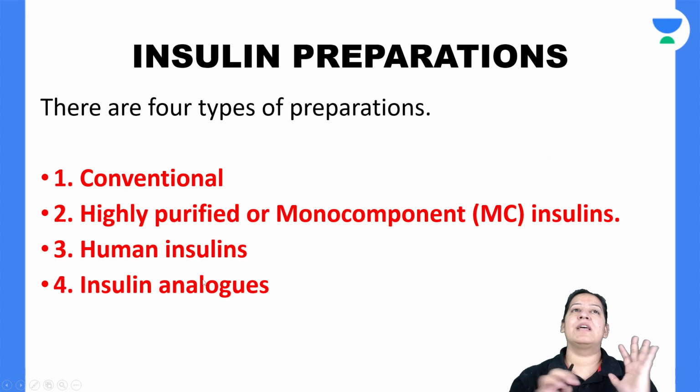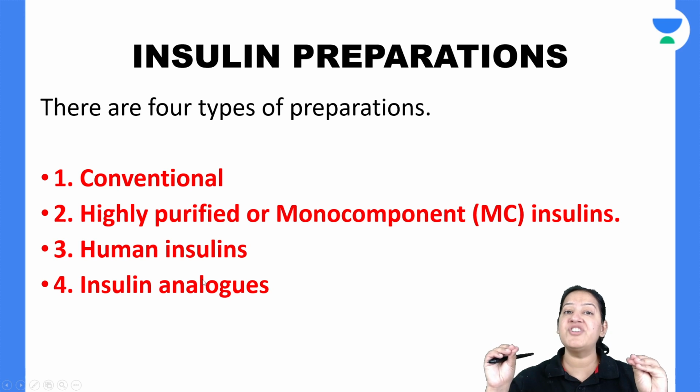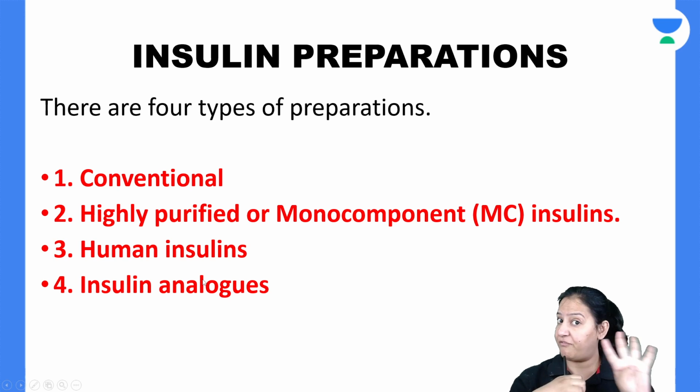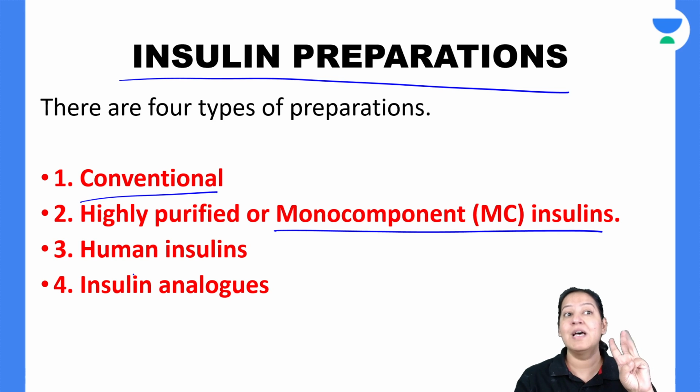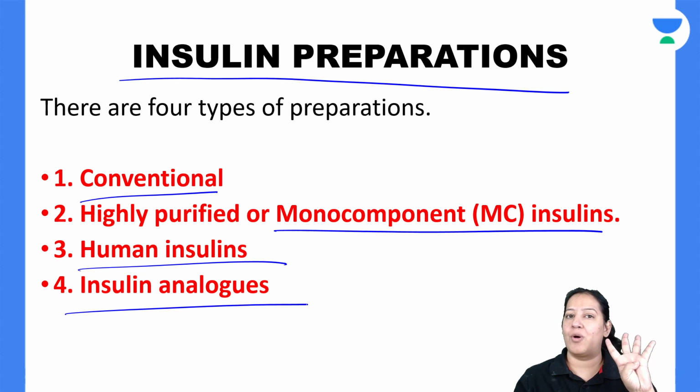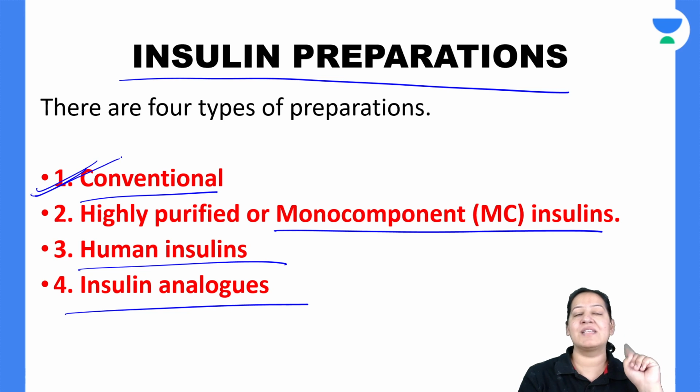So let me start with insulin, the various types of artificial insulin preparations available in the market. How many types of artificial insulin preparations are available in the market? There are four types: the conventional one, the monocomponent insulins, human insulin, and insulin analogs. What is the difference between them? The first insulin which came in the market is conventional insulin.